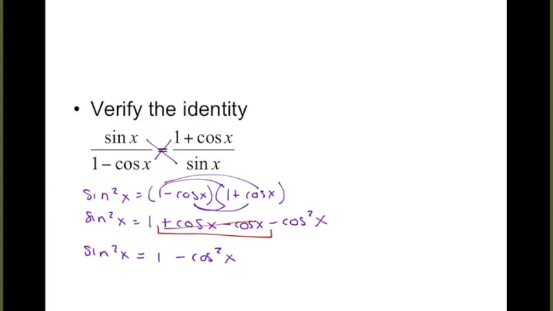And this is starting to look a whole lot like one of our identities. That identity is in the order of sine squared plus cosine squared equals 1. So if we can make our equation look like that, then we're done. And we can do that by adding the cosine squared to both sides.